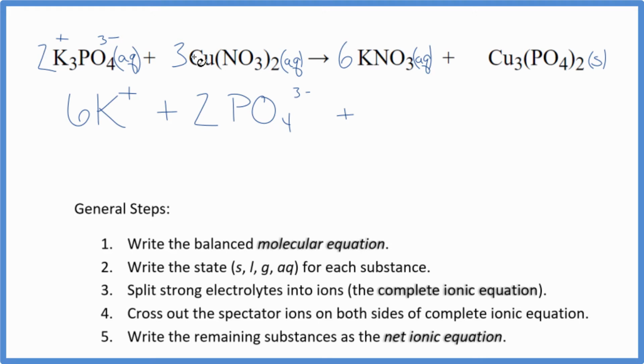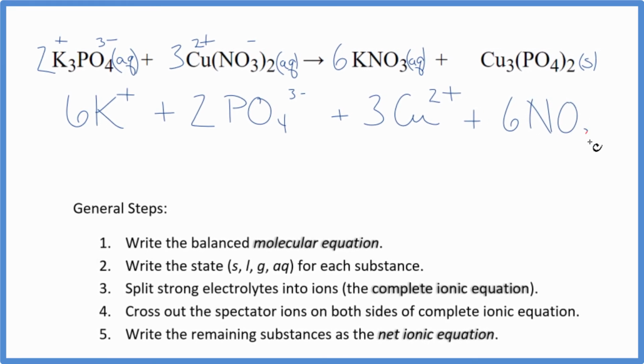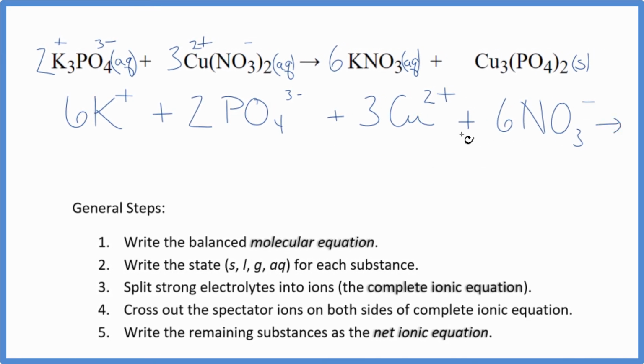Then copper, we don't know its ionic charge, but we do know that the whole nitrate is 1 minus. Good one to know. 2 times 1 minus, that's 2 minus, so the copper has to be 2 plus. So this is the copper(II) ion, and actually we have 3 copper(II) ions, and then 3 nitrates times 2, 6 nitrate ions. So these are the reactants in our complete ionic equation.